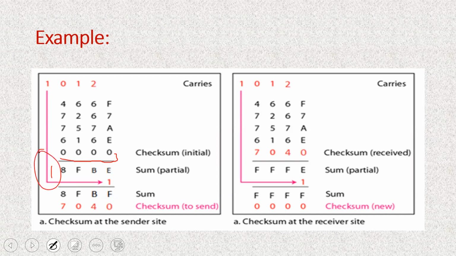You should perform a wraparound sum. You take the 1 here and add it. 8FBF is the answer.